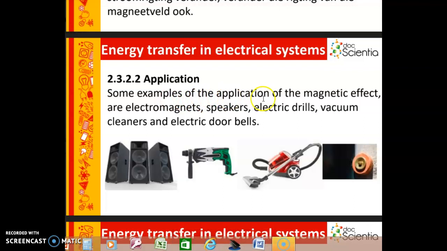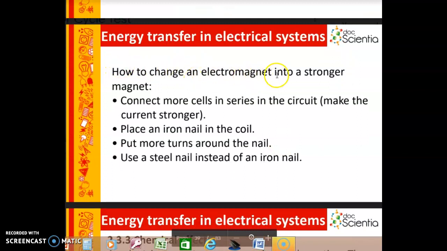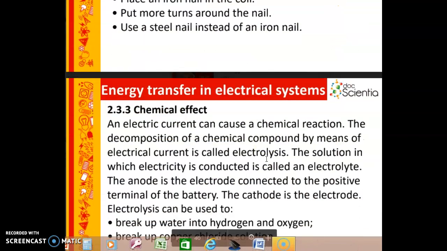Some examples of the application of the magnetic effect are electromagnets, speakers, electric drills, vacuum cleaners, and electric doorbells. How do you change an electromagnet into a stronger magnet? You connect more cells in series in the circuit to make it stronger. You place an iron nail in the coil, you put more turns around the nail, and you use a steel nail instead of an iron nail.